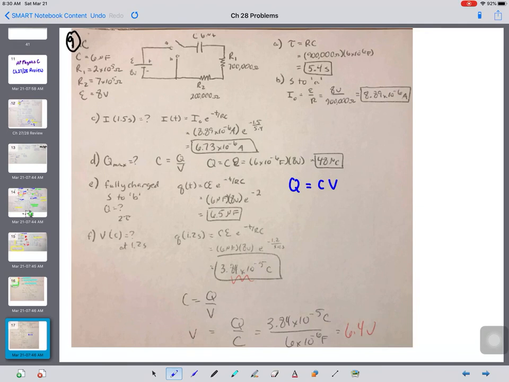And then at F, we want to know the voltage across the capacitor at 1.2 seconds. We can use our equation C equals Q over V, but we need to know what the Q is. So that's a matter of plugging into the Q equation a time of 1.2 seconds and the rest of our values, solving for Q, and then plugging it into C equals Q over V.